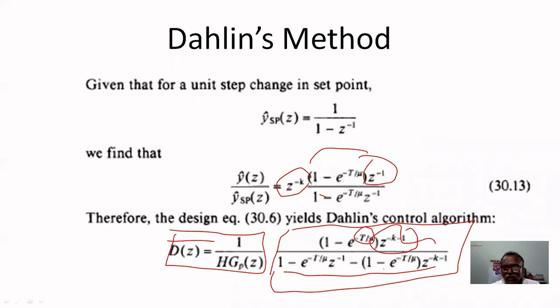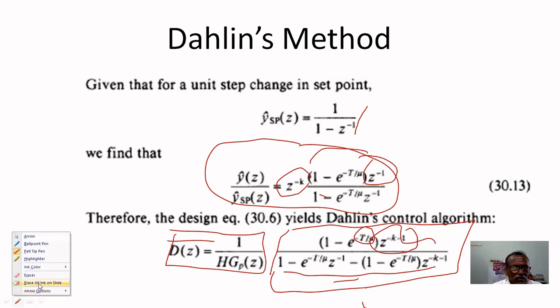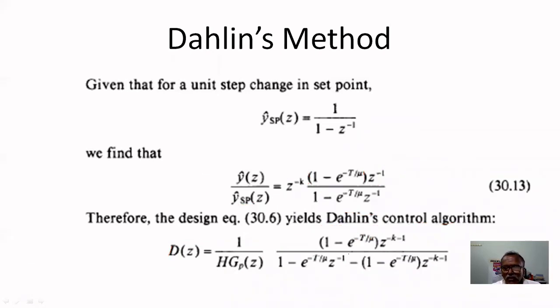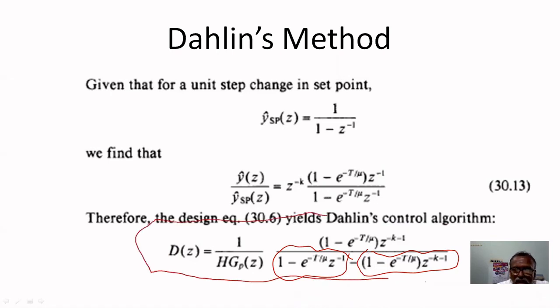HGP of z, and you will get 1 minus y of z by y set point of z. This you have to write. Y of z by y set point of z. If you write in the denominator, take LCM, you will get this term in the denominator. If you take LCM, you will get this because of that 1, because of LCM. The remaining as such you are getting here. So these two terms because of 1 minus y of z by y set point of z. So this is the Dahlin's controller.